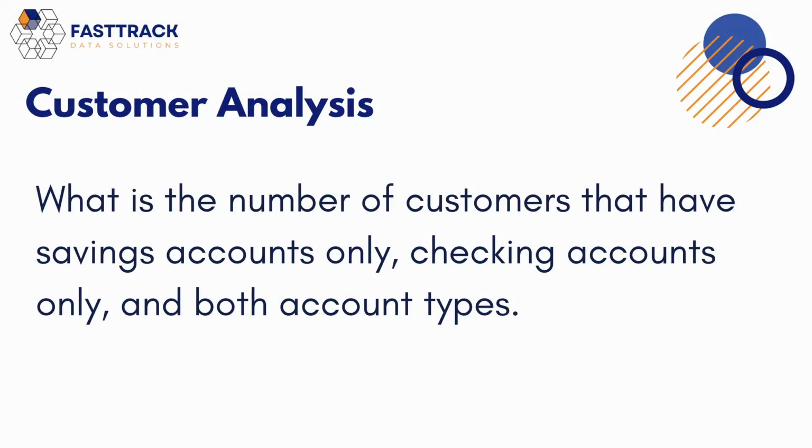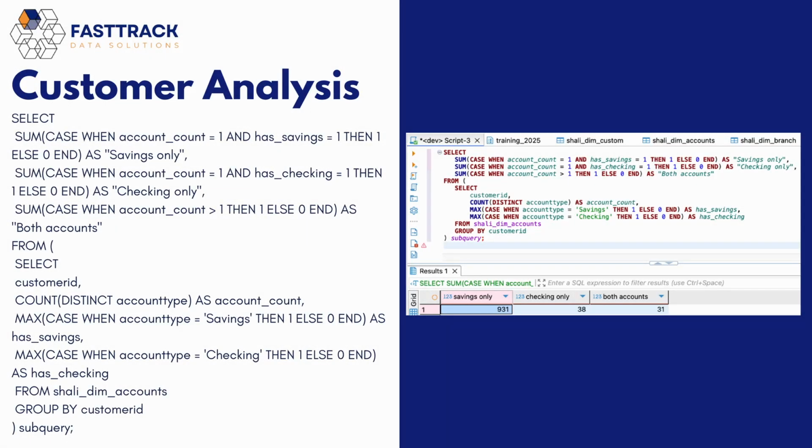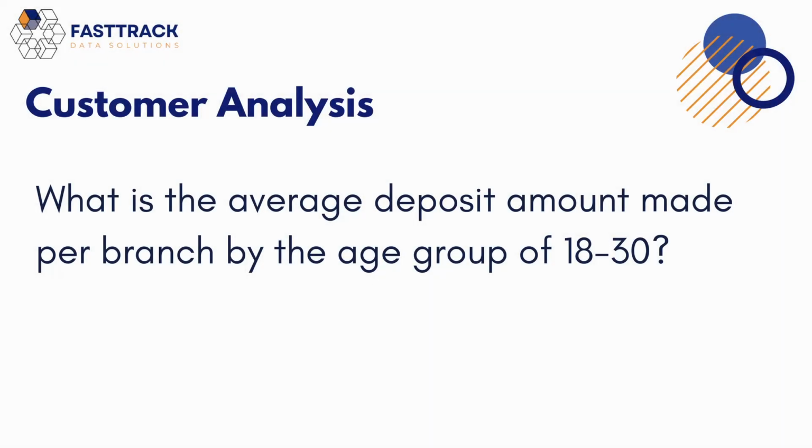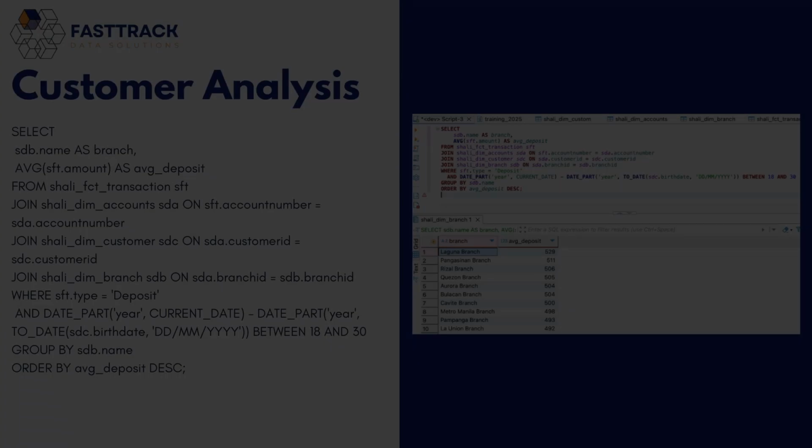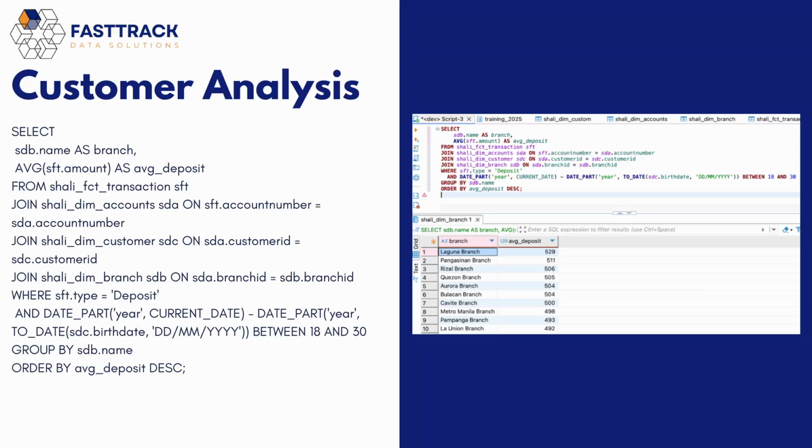Next is what is the number of customers that have savings account only, checking account only, and both. Here is the SQL script on getting the number of customers per account type and having both account types. Lastly, what is the average deposit amount made per branch with age 18 to 30? Here is the SQL script on getting the average deposit amount per branch with age 18 to 30.